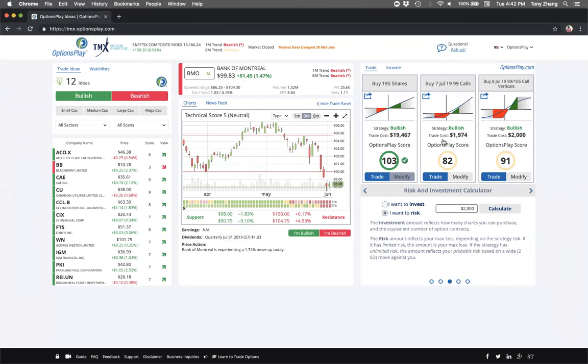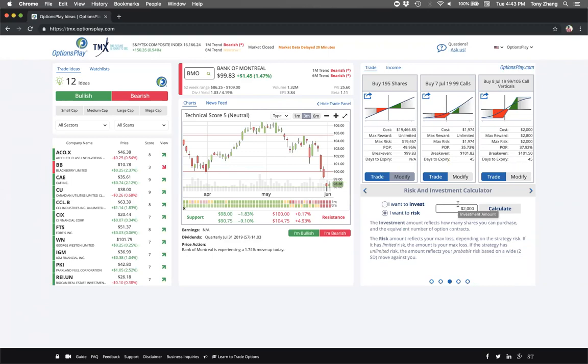And each one of these will have roughly the risk of about $2,000. So here in 1974 versus $2,000 on the call and the call spread, exactly the dollar amount that you're willing to risk, so that you can utilize this tool to do the calculations for you.